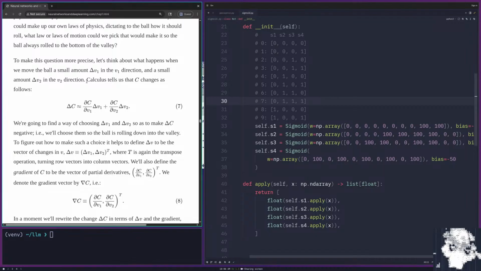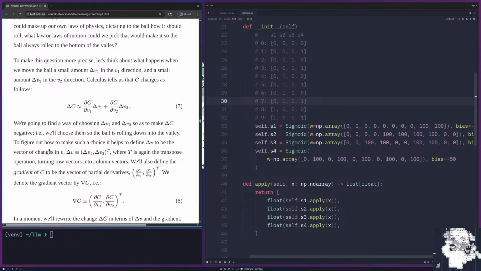Calculus tells us that C changes as follows. Delta C is approximately equal to the derivative of C with respect to v1 times the change in v1, plus the derivative of C with respect to v2 times the change in v2. We're going to find a way of choosing delta v1 and delta v2 so as to make delta C negative, i.e. we'll choose them so that the ball is rolling down the valley.